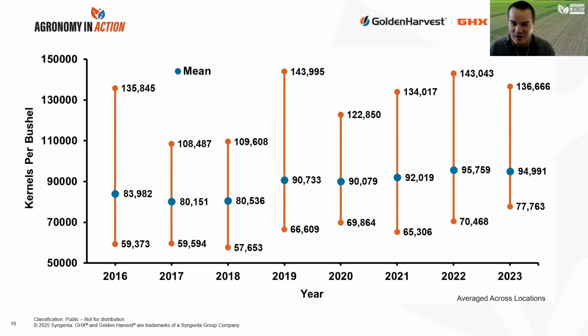But if you look at those orange bars, that's the range that we were getting between the different hybrids and locations. So you can see in 2023, going from 136,000 kernels per bushel down to 77,000 kernels per bushel. So a very, very large range. It is not only environment dependent, but also hybrid dependent.